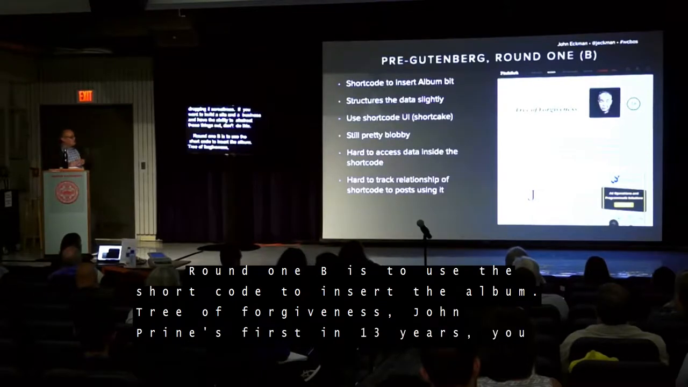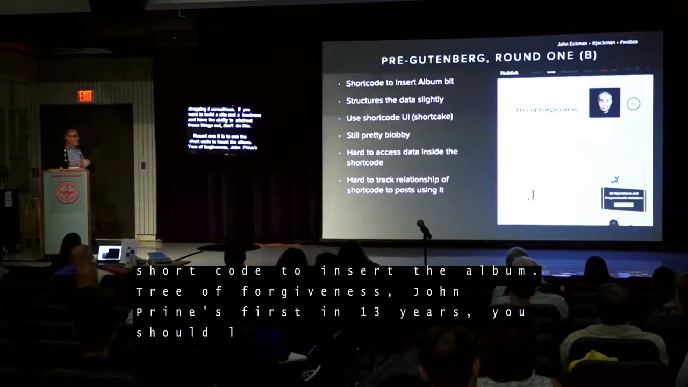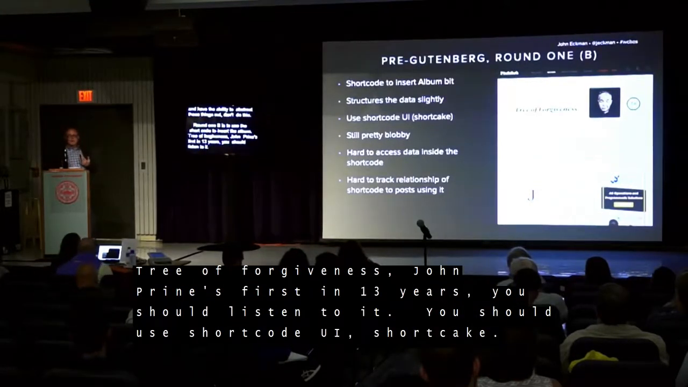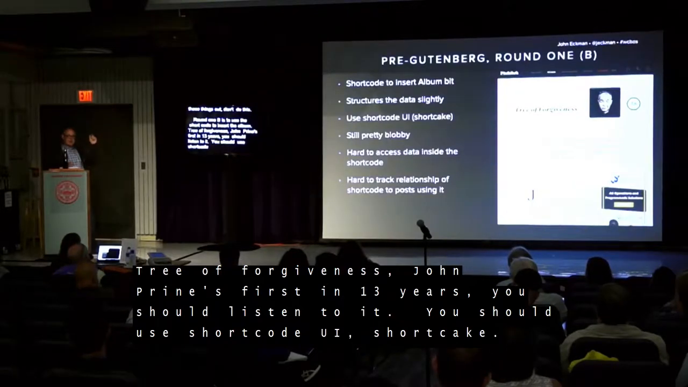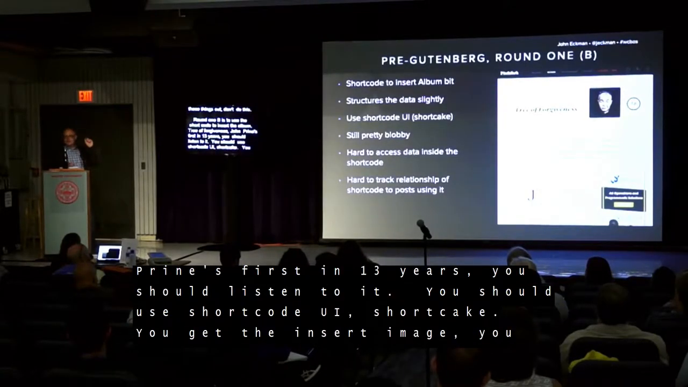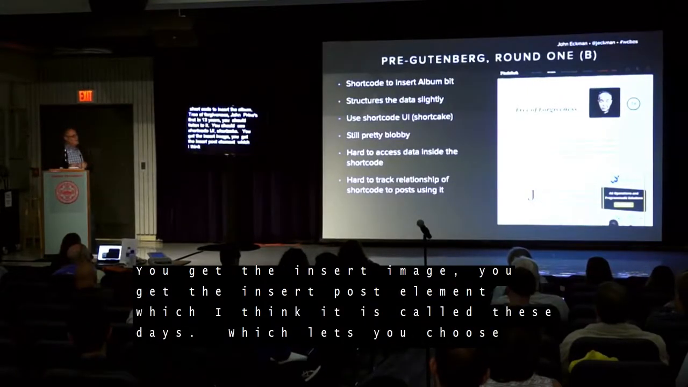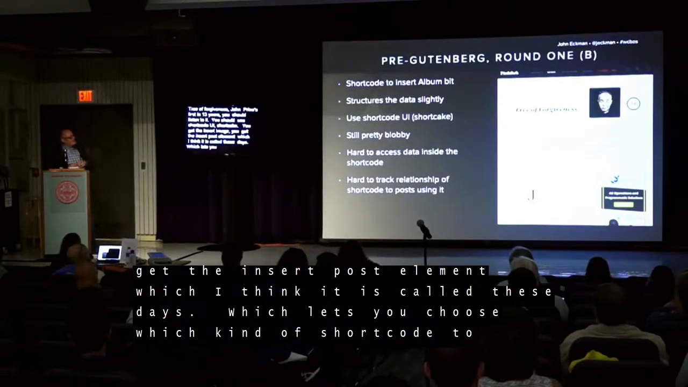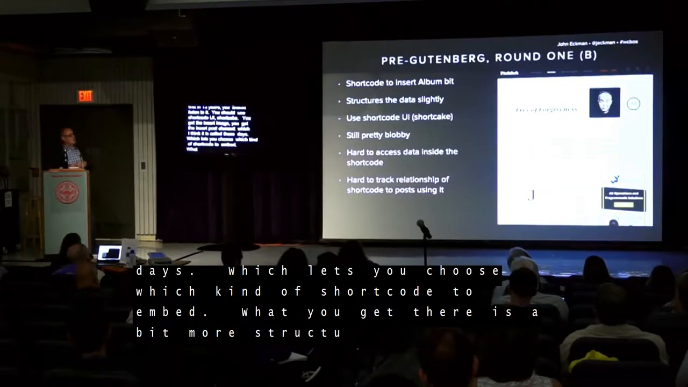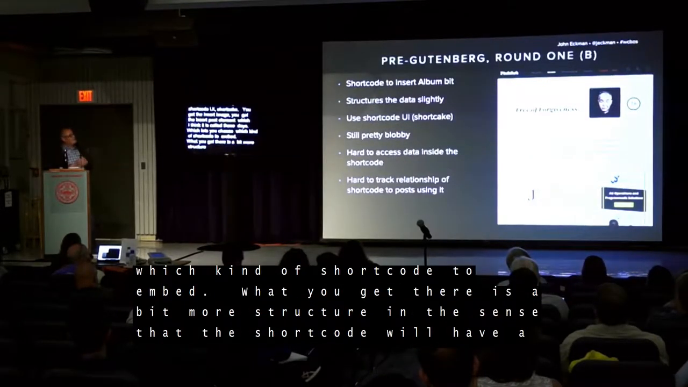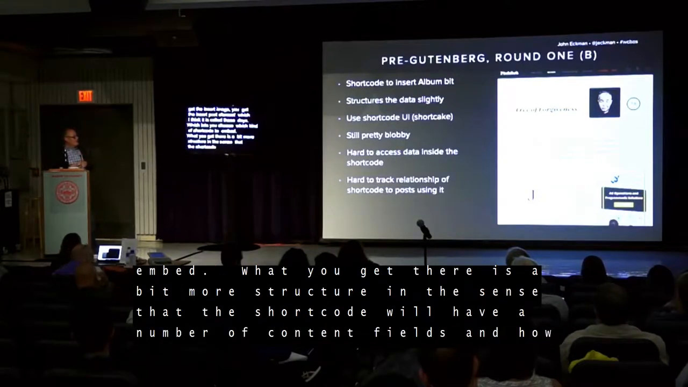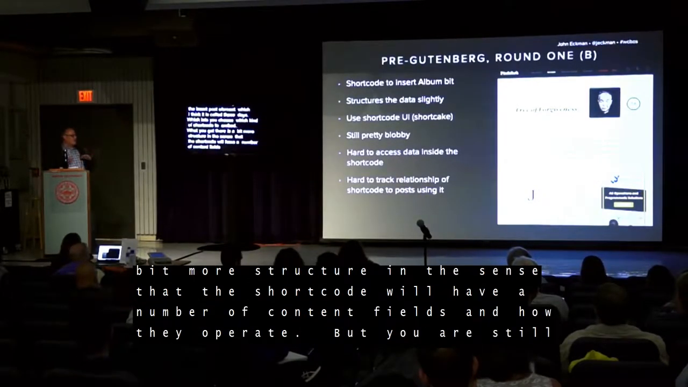You could use a shortcode to insert the album bit. You could use shortcode UI, AKA Shortcake, which means just like you get insert image, you get a little insert post element, I think it's called these days, which then lets you choose what kind of shortcode to embed. What you get there is a bit more structure in the sense that the shortcode will have a certain number of content fields and how they operate, right? But you're still pretty blobby because you don't get good programmatic access to the data inside the shortcode.